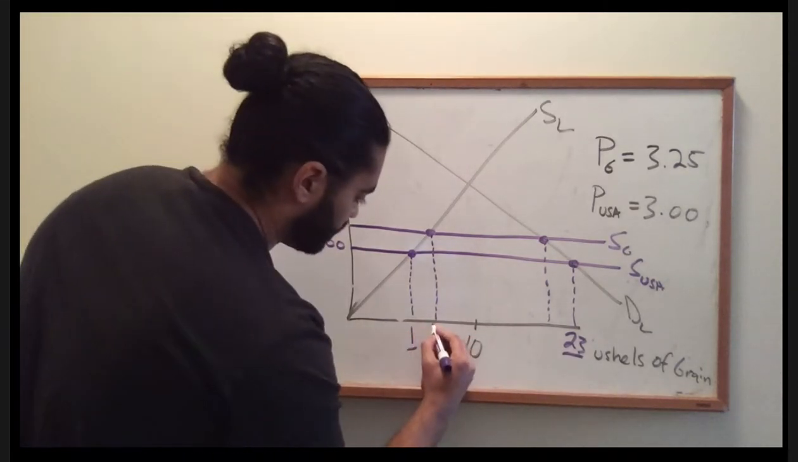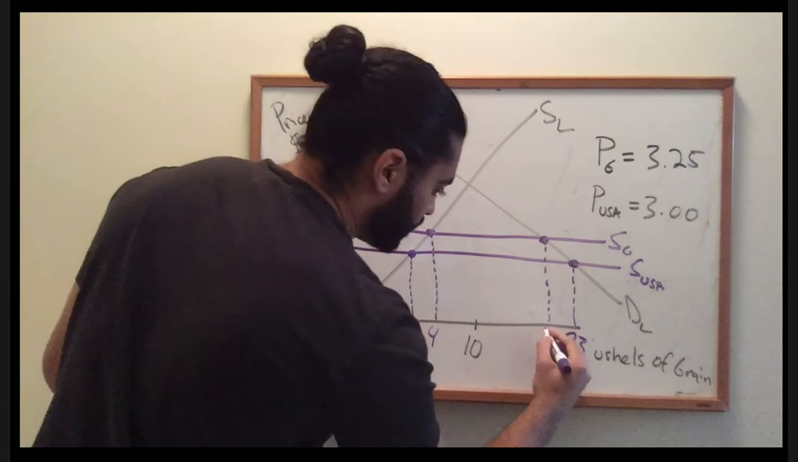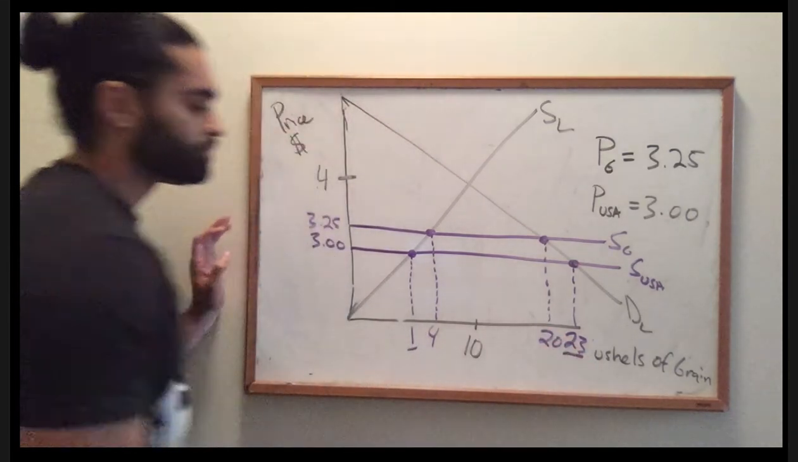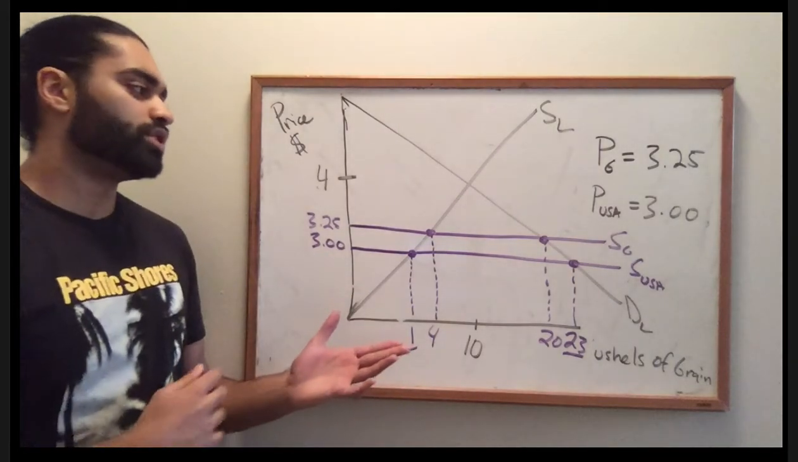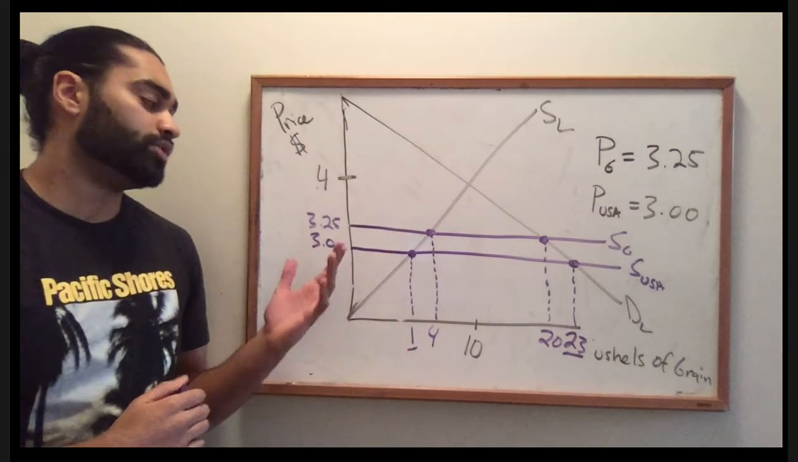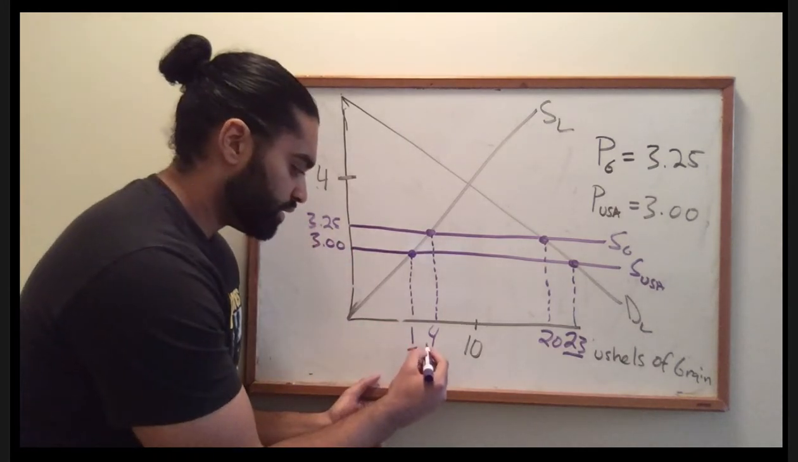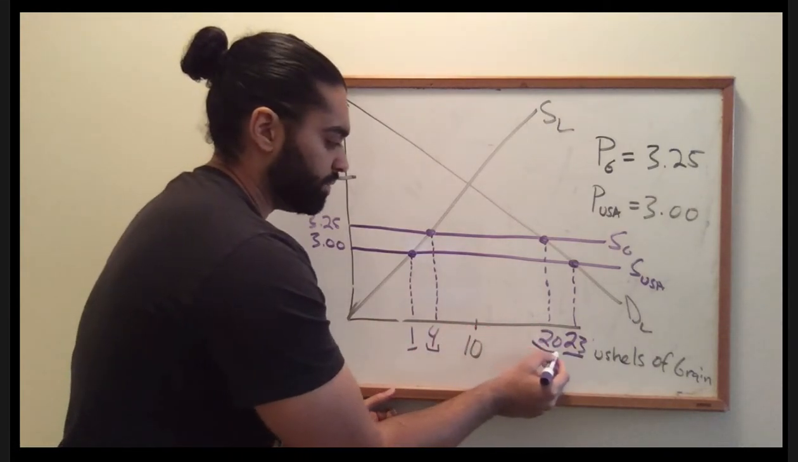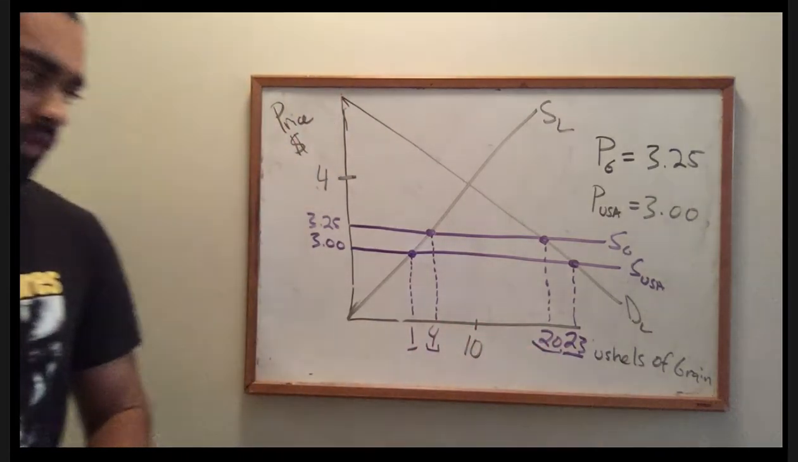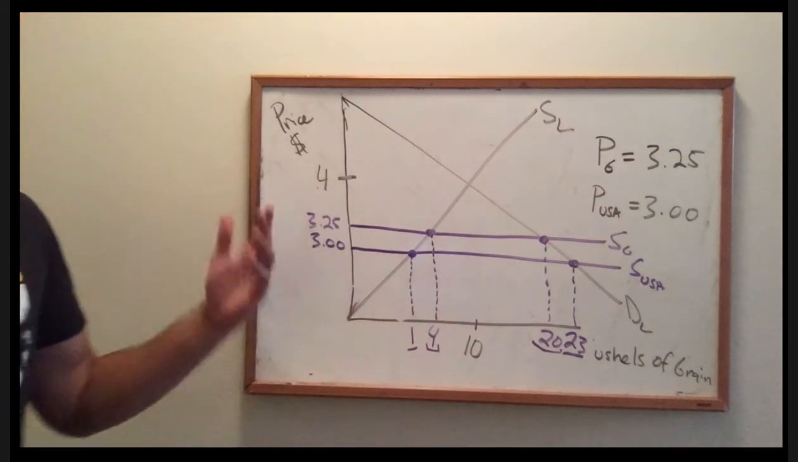So for them it's 4 and then 20. So now if, let's say, Luxembourg were to purchase bushels of grain from Germany at $3.25, domestically they would be producing 4 units, and overall they demand 20. So the difference between 4 and 20 is 16. That's how much they're going to import.